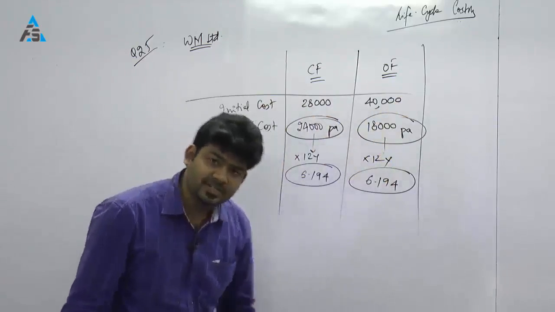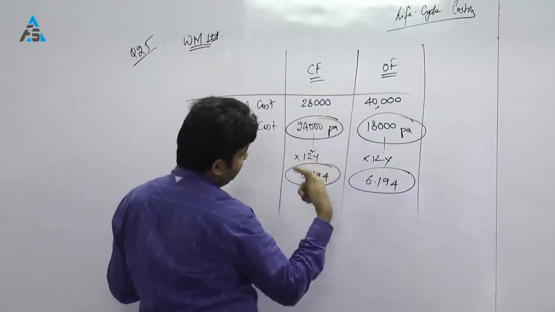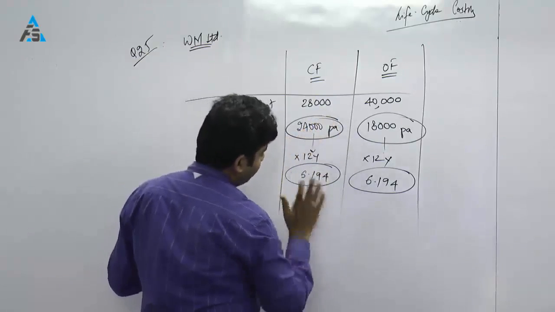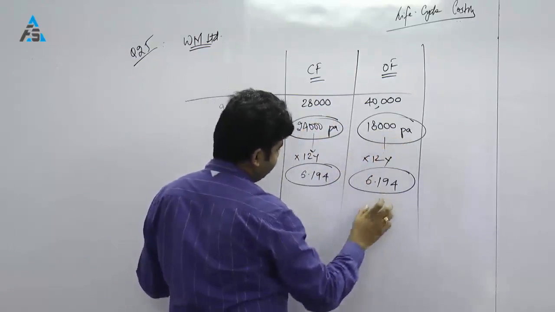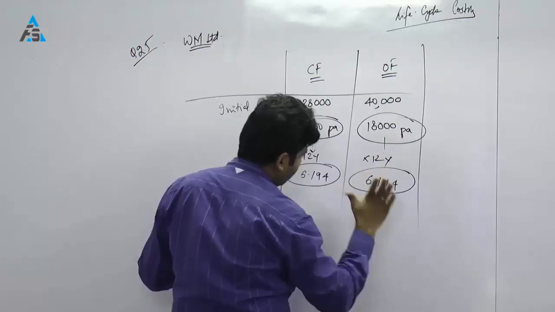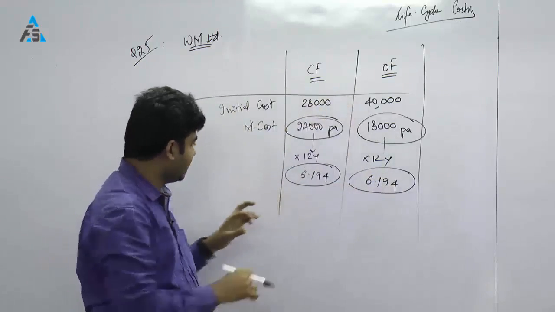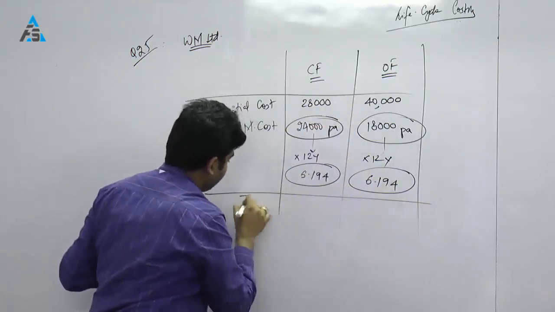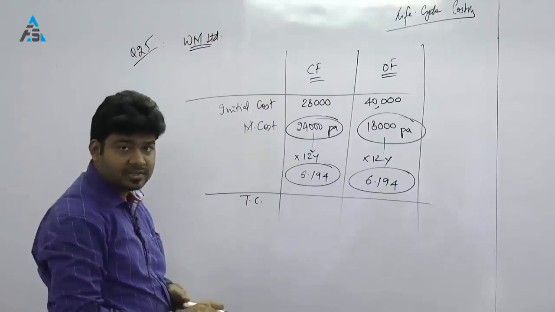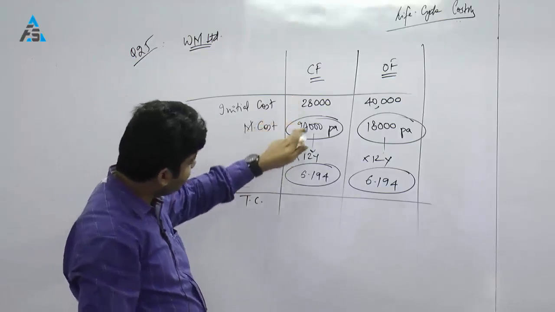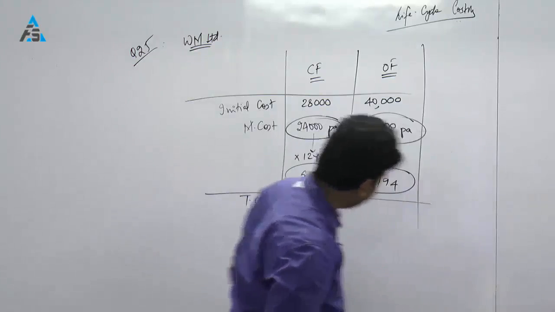But because that additional information is given to me, I will convert this 24,000 which I am paying yearly on a PV basis, and this 18,000 per annum which I have written here on a PV basis. Once all of that is done, then we will find out what exactly is the total cost, and that will be the basis for taking the final decision. So here 24,000 into 6.194 will be 148,656.